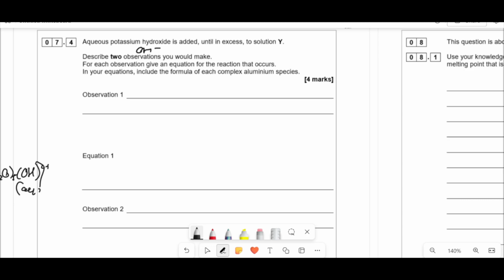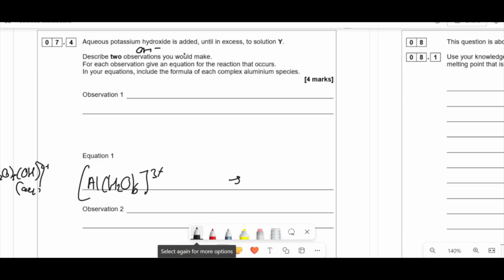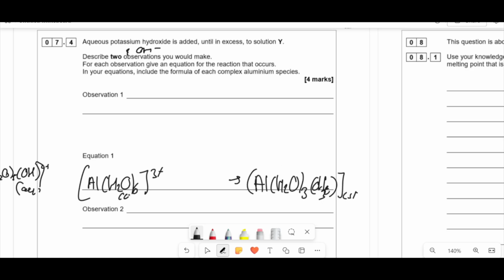So as you're adding it, what's happening is the Al(H2O)6 3 plus, if I just draw this now. As you're adding more and more OH minuses, this is giving away protons. It's giving a bit, giving a bit, until at one point you've given enough to form a precipitate. So what happens is you get Al(H2O)3(OH)3, a solid with no charge.